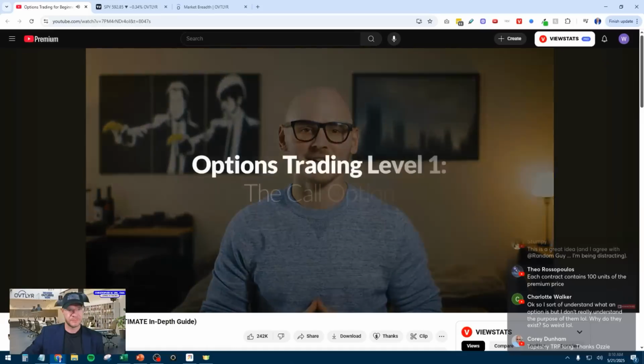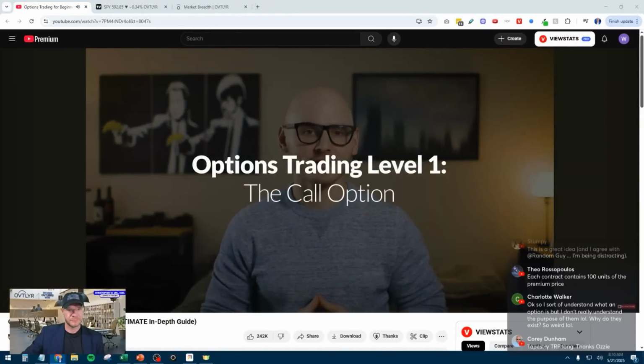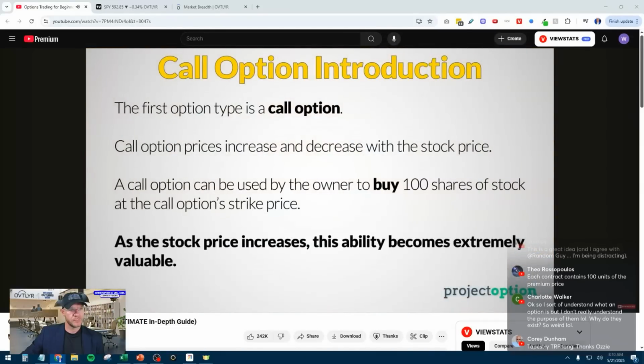keep going and clearly look at what these 3 characteristics mean in regards to the examples. The first option type is called a call option. At a very high level, call option prices will increase as the stock price increases, and call option prices will decrease as the stock price decreases. So the price of call options moves with the stock price. But why do call option prices move with the stock price?